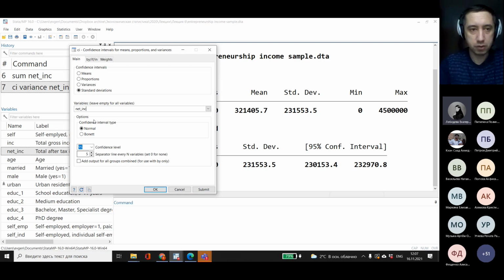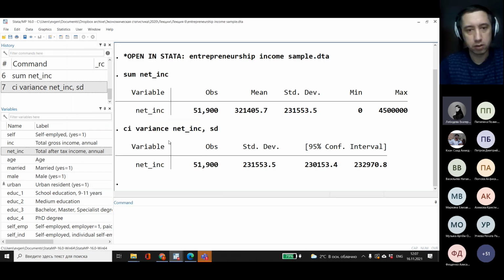Well, if you do this, Stata will calculate the standard deviation and its confidence interval. Look, the sample standard deviation is this one, and its confidence interval is between these two numbers. By the way, it is pretty narrow because our sample is large.